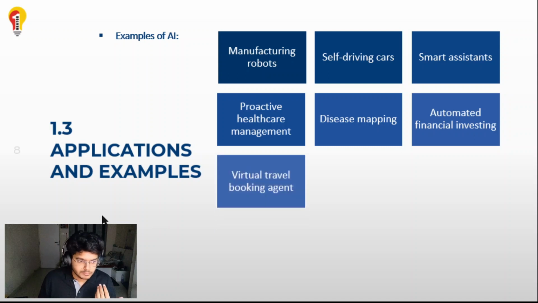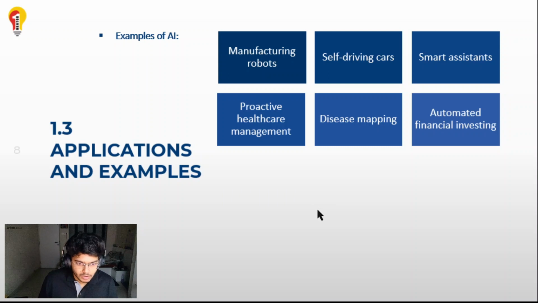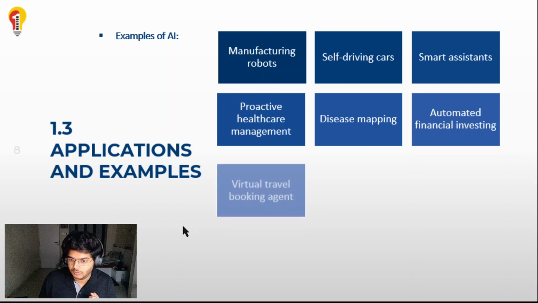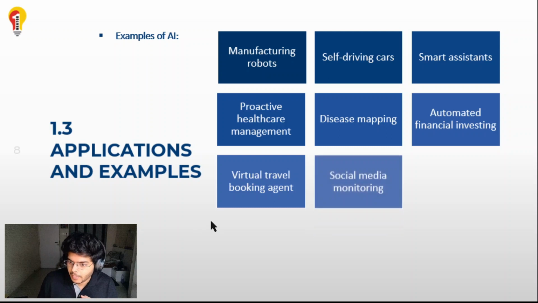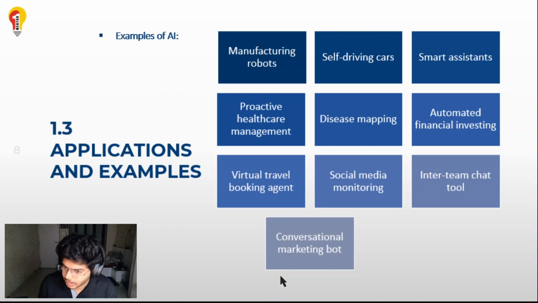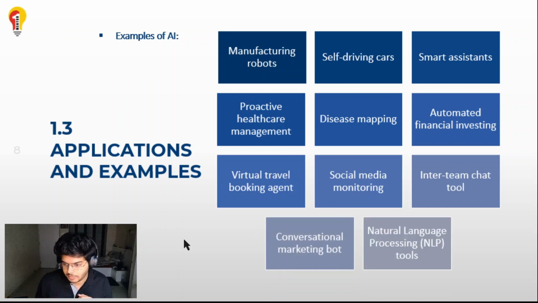And guys, we have had a lot of chat on these next examples, but now I want you to provide me with the examples from your memory. Okay, so we have virtual travel booking agent, we have social media monitoring, we have inter-team chat tool, we have conversational marketing bot, and we have natural language processing NLP. You can do a little bit of research on this, but we will definitely cover this in the upcoming chapters, in upcoming modules. So I want you to give me some examples on these five, which is virtual booking agents to NLP, natural language processing tools. All right.